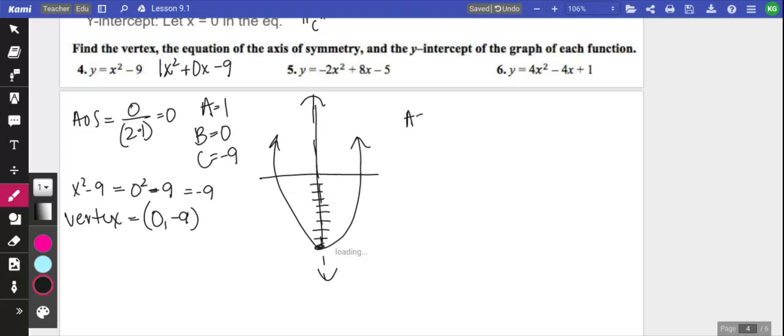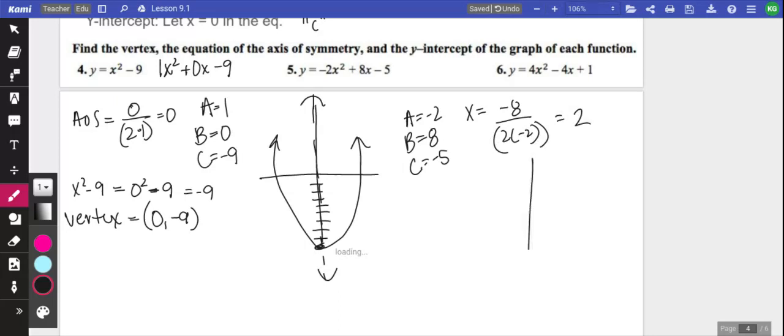On the second one, a is -2, b is 8, and c is -5. So I start with my axis of symmetry, which is the opposite of b over 2 times a, which will give me 2.